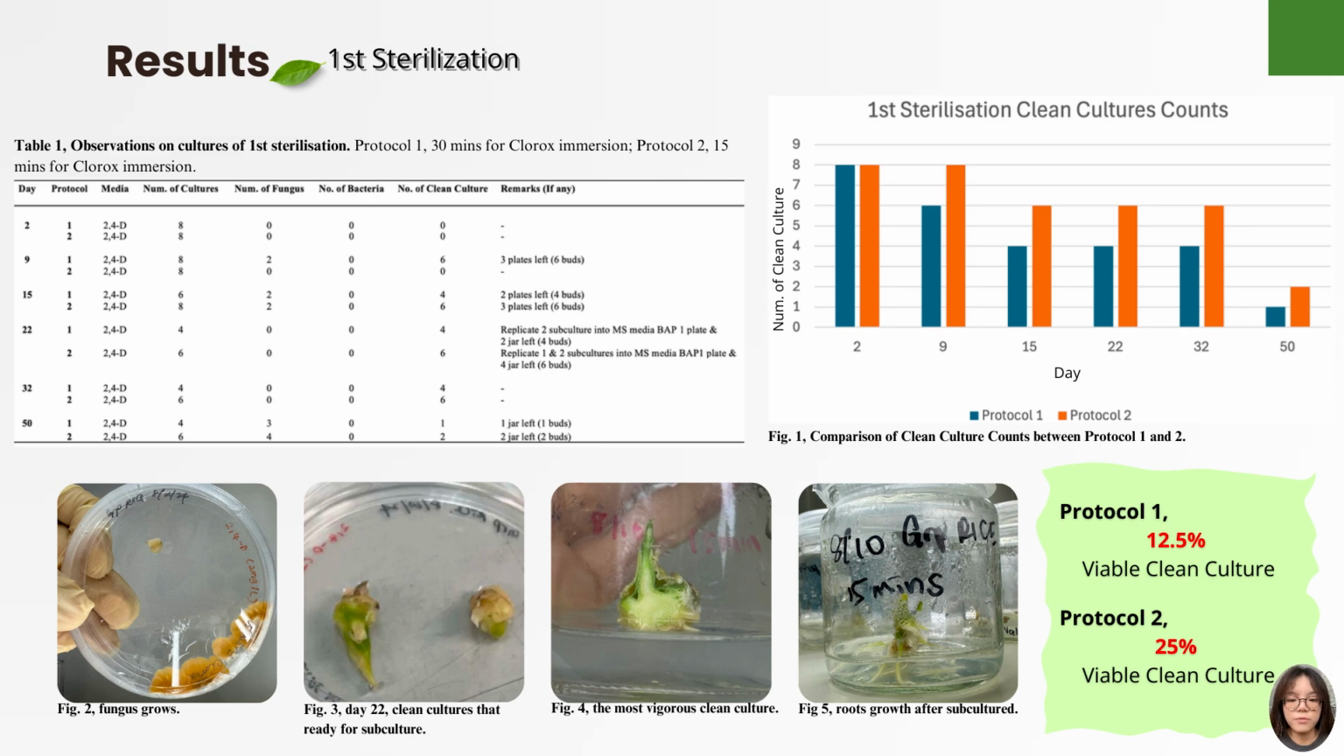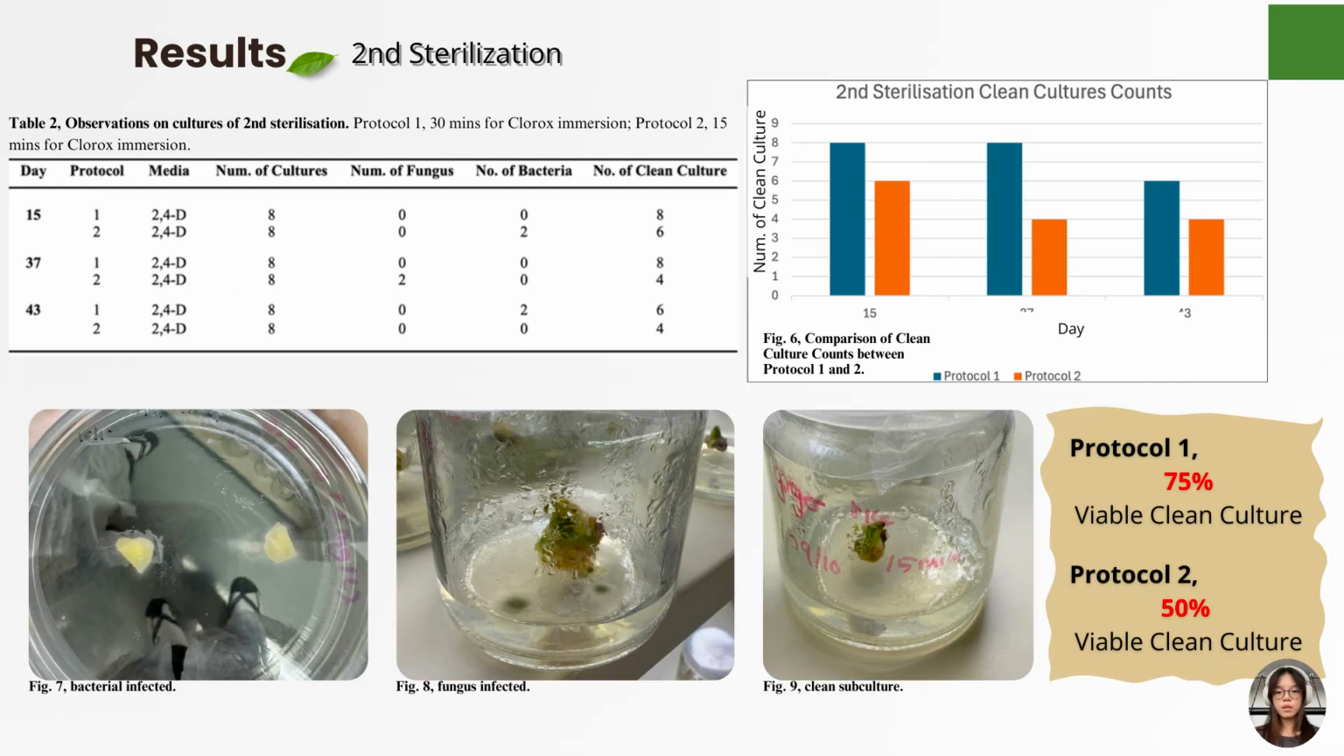And here are also 4 pictures attached showing the significant observations from first sterilization. Figure 2 is the fungus that grew in our cultures, and figure 3 is the buds that were observed on day 22, which is the clean cultures that are ready for subculture. And figure 4 is the most vigorous clean culture that we had obtained from this sterilization. Figure 5 is the root growth after we subcultured the buds.